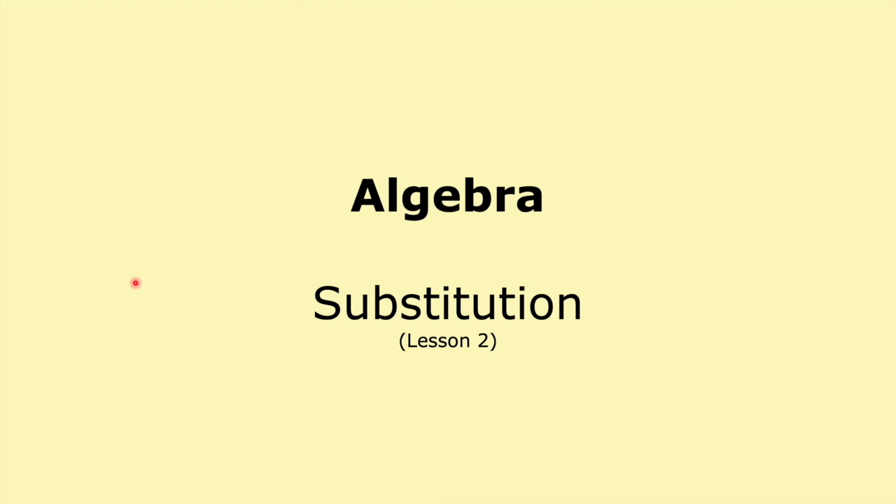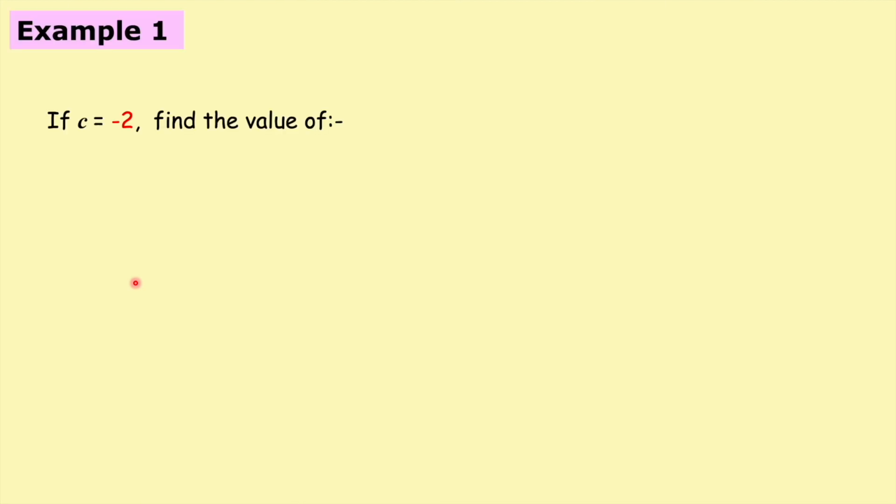So today we are continuing with substitution. In these examples we are going to be substituting in some negative numbers and seeing what happens to our formula and how we calculate these. So our first example, we're going to say that c equals -2. So let's find the value of c plus 5.